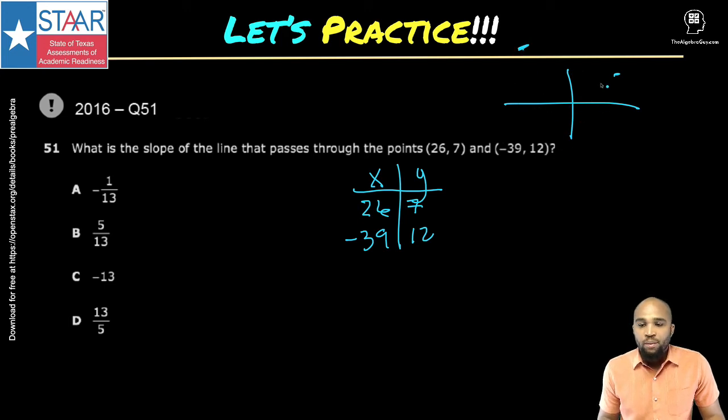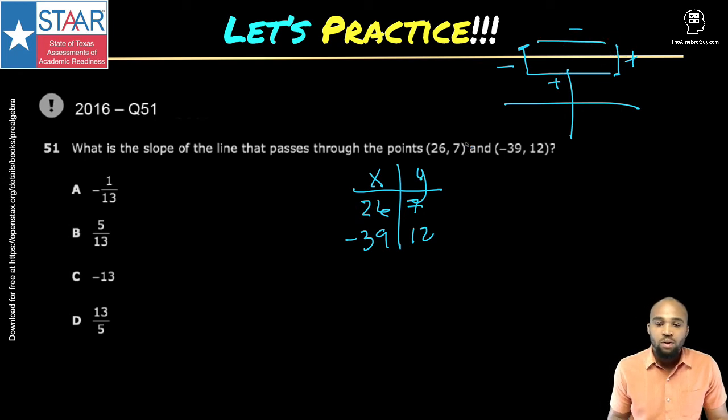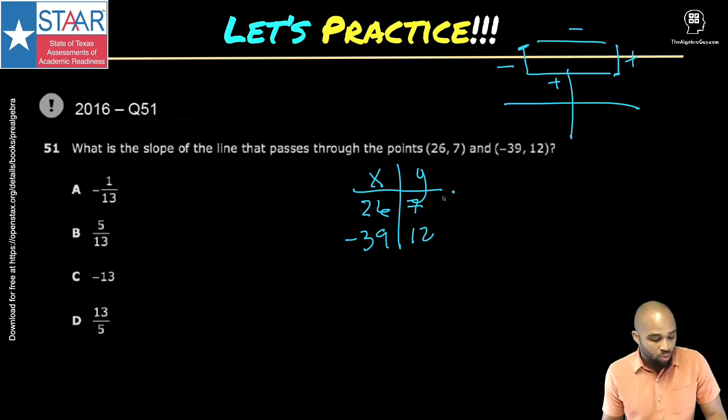Whether you start from this point and go down and to the right, or up and to the left, it gives us the exact same numbers. Going down, that's going to give us a negative answer, or up, which is positive, and left, that's going to give us a negative answer. So you're still going to get the same thing. You can work it out and try to prove it to yourself and be more confident. So now that I have this set up, 26/7 and negative 39/12, I can see that my change in y is from 7 to 12, which is a positive 5.